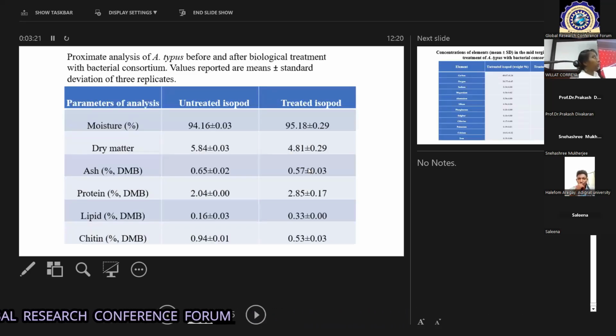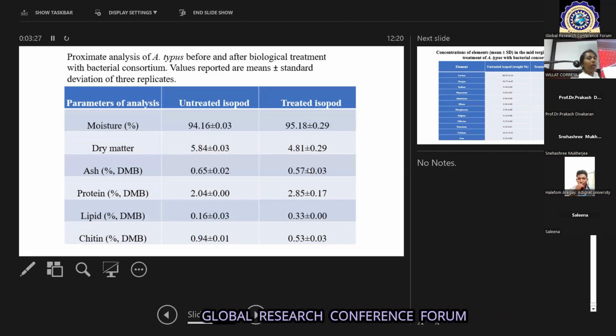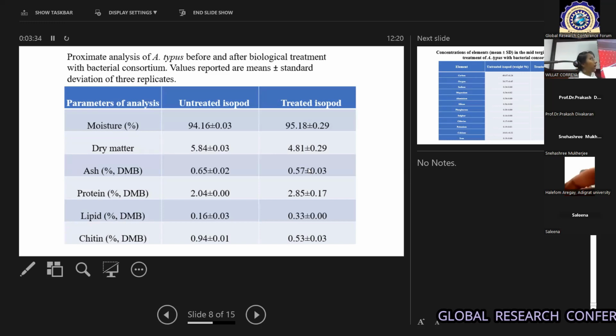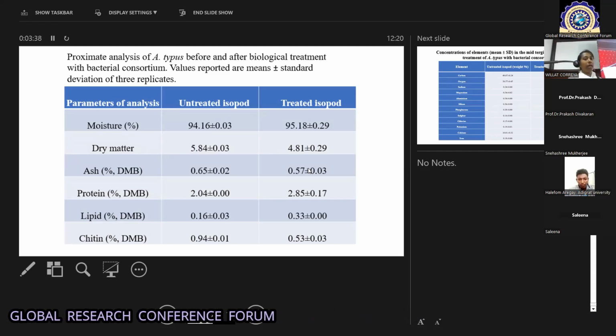This table shows the proximate analysis of Alitropus typus before and after biological treatment with the bacterial consortium, and the values represented are means plus or minus standard deviation of 3 replicates. The parameters studied are moisture, dry matter, ash, protein, lipid, and chitin.